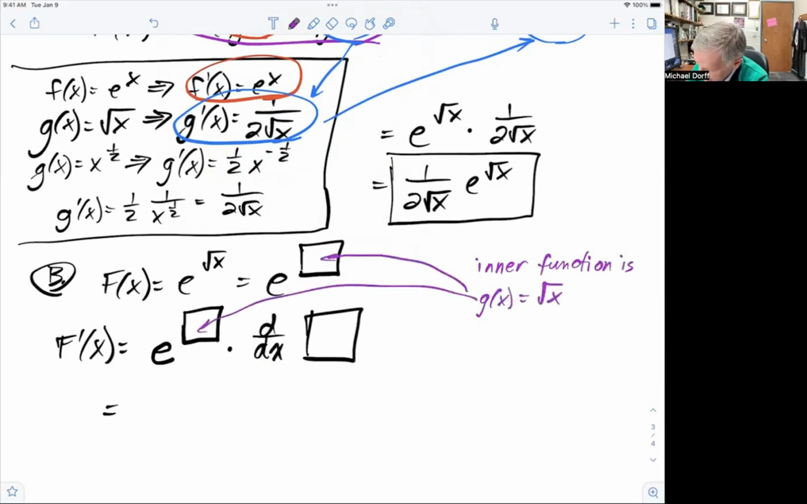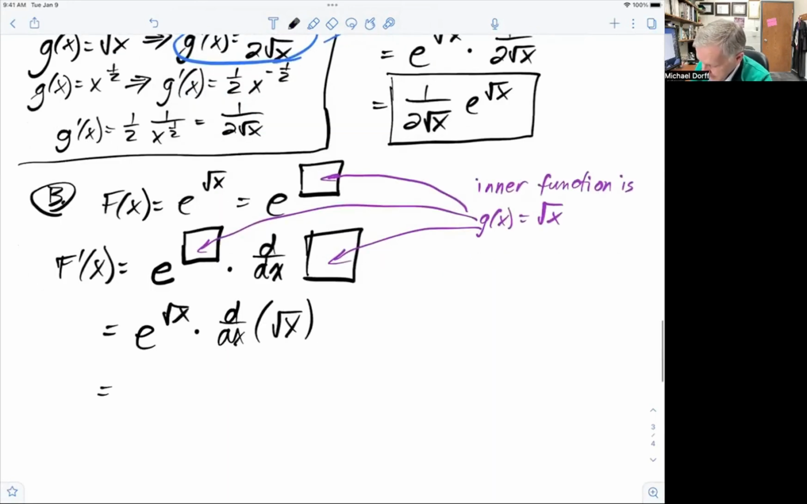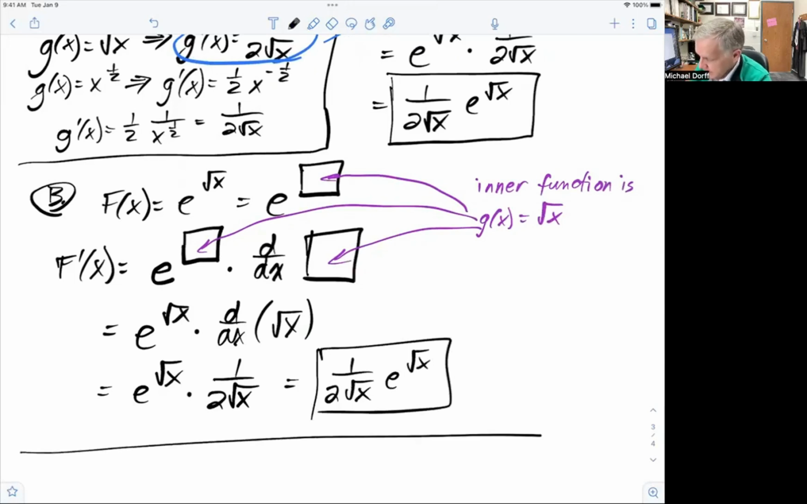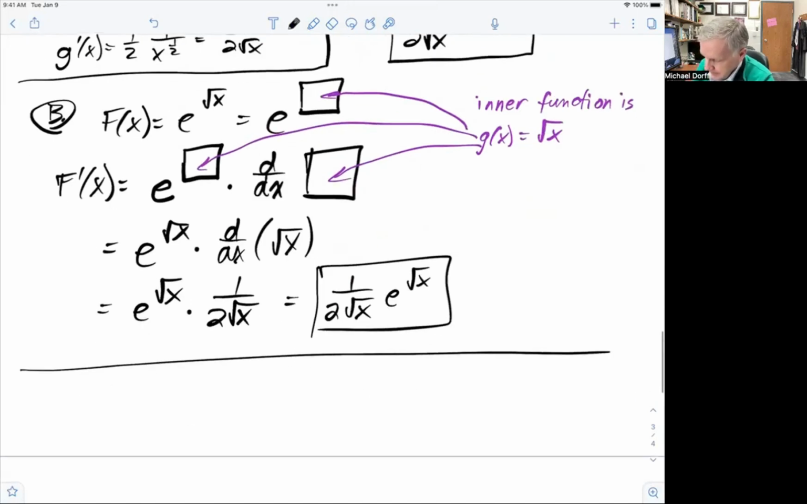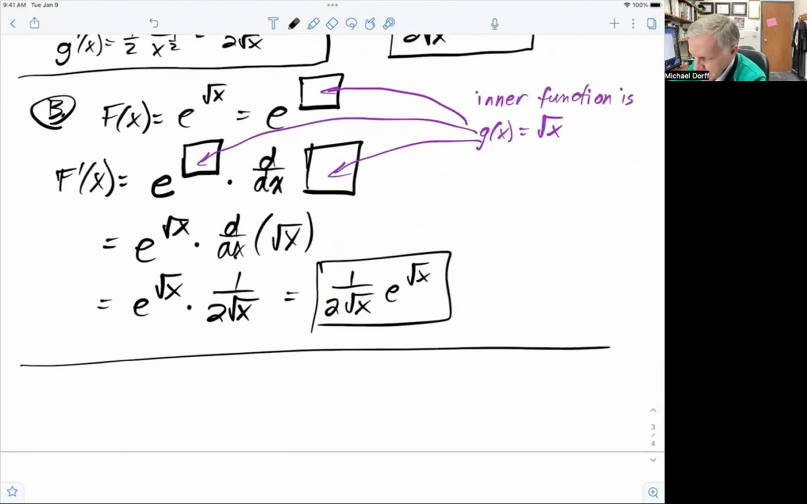That's what's inside this box here. So I'm going to have e to the square root of x, because that's what's inside the box, times the derivative of square root of x. And from what we just did up above, we know that the derivative of square root of x is 1 over 2 square root of x. And so I get this as an answer. And again, my two answers match, which is really nice to have.